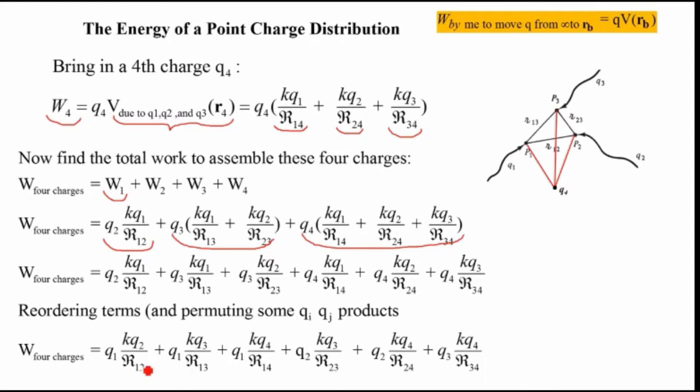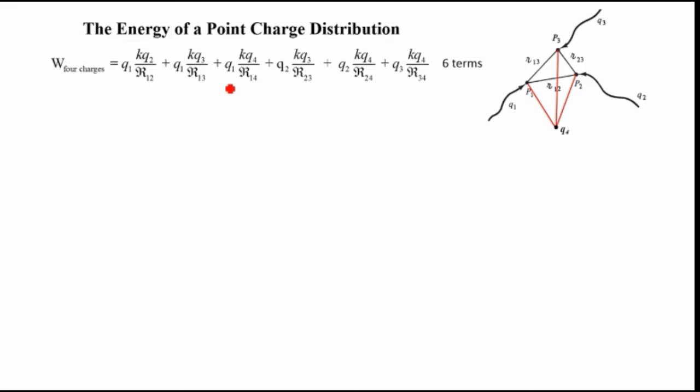Remember that 2 here is connecting to 1, and 3 is connecting to 1, 4 is connecting to 1. Here we're only interested in the 2,3 and 2,4. And then finally the third one, the only remaining funny R is 3,4. We've got Q1, Q1, Q1, Q2, Q2, and Q3. So repeating that then, if we sum these up, we have 6 terms in the total work to bring in 4 charges. One thing to notice is that there's no repeated index here. They're all different in these terms.